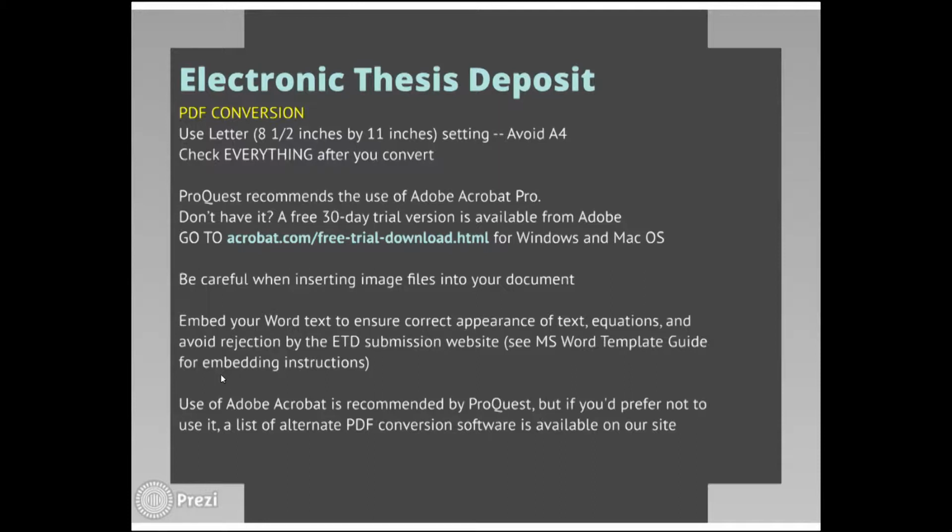Some other things to think about as part of electronic thesis deposit. PDF conversion. This is an area that does cause a lot of problems for candidates, despite our best efforts to help them out. Be sure to use the letter setting. In other words, avoid what's called A4, which is for European metric size paper. We need letter because that is set up for 8.5 by 11 American size paper. Further, as part of a PDF conversion, check everything, check your entire document after you convert.